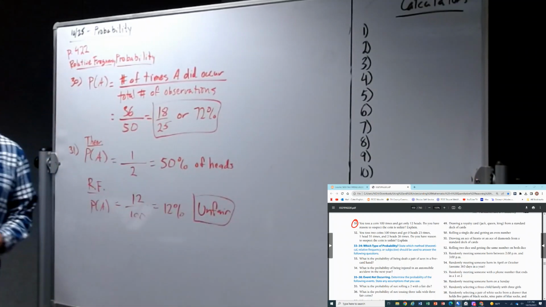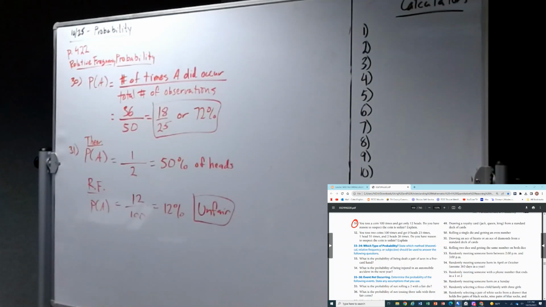It's probably the coin they use in Madden. If you know anything about playing Madden, whenever you're doing the coin flip, you always pick tails. Always. Yeah. So this one landed on tails 88 times. Yeah, it's the Madden coin.